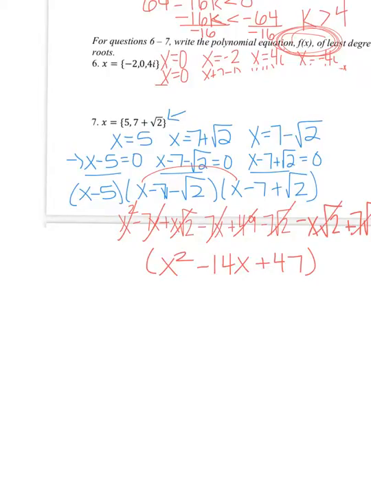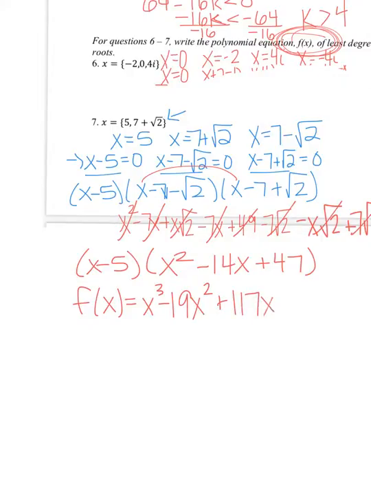If they do not go away, if you are stuck with radicals, you either did not multiply the conjugates together or you did not multiply the conjugates together correctly. So be careful. And you still have to multiply in this x minus 5. So here I just multiply these two together and my final answer, I'm not going to actually go through the whole thing, but your final answer should be f of x equals x to the third minus 19x squared plus 117x minus 235. And that comes from distributing everything out and then combining like terms.